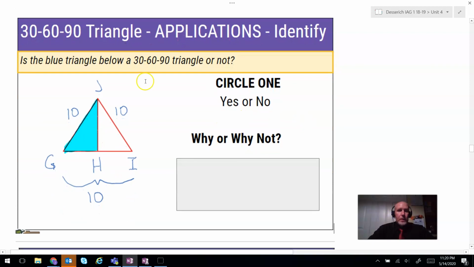What about this one? Is the blue triangle below a 30, 60, 90 triangle or not? Take a second and then circle one, yes or no. Okay, yes it is, because if you notice, all three sides of this original triangle were 10. And so as we remember, when we made our first 30, 60, 90 triangle, we made it by taking an equilateral triangle and slicing it in half. So that's what just happened here: that equilateral triangle of 10, 10, and 10 got sliced in half.